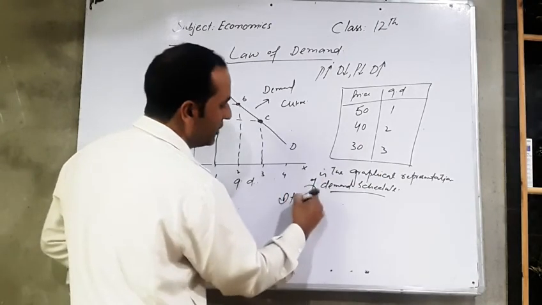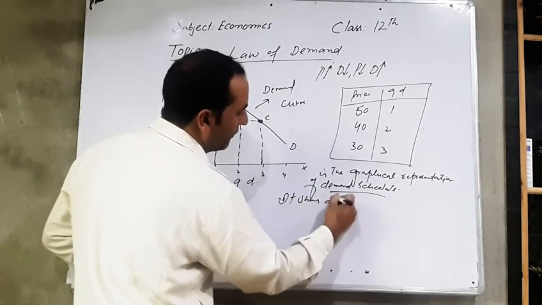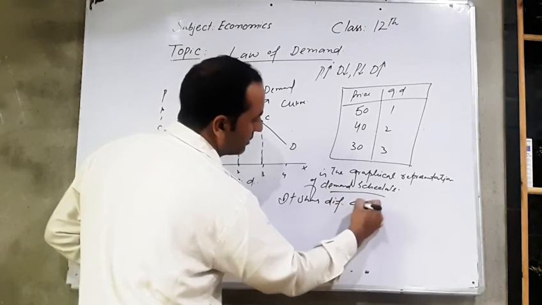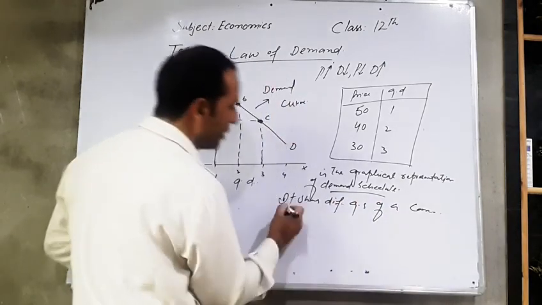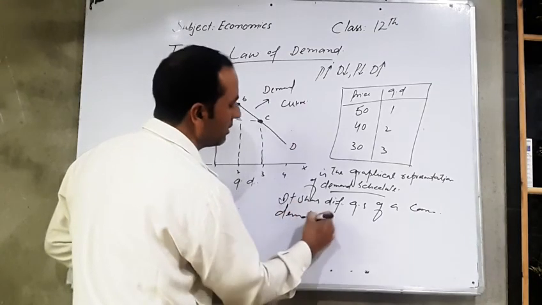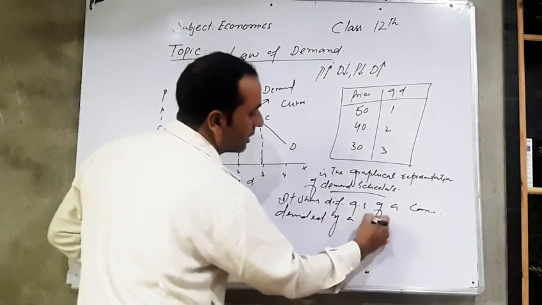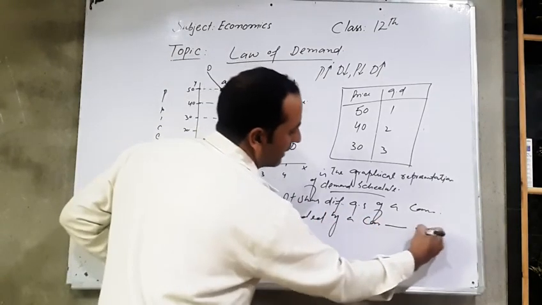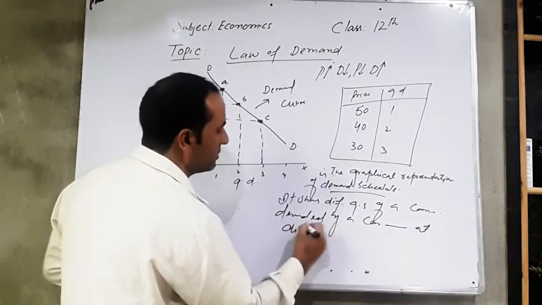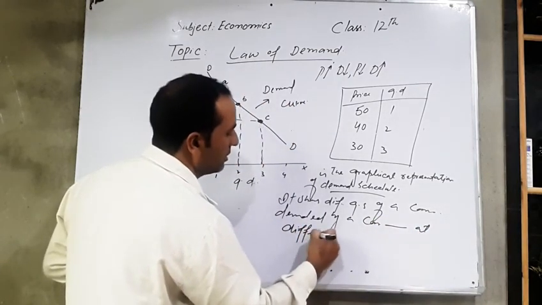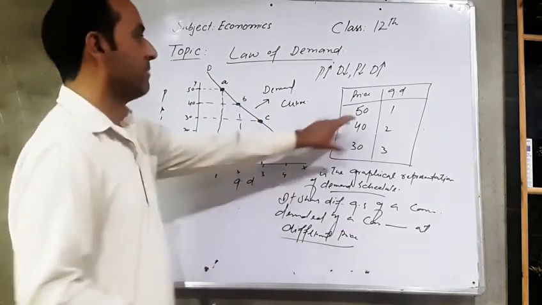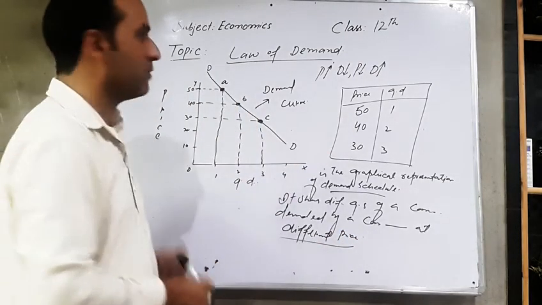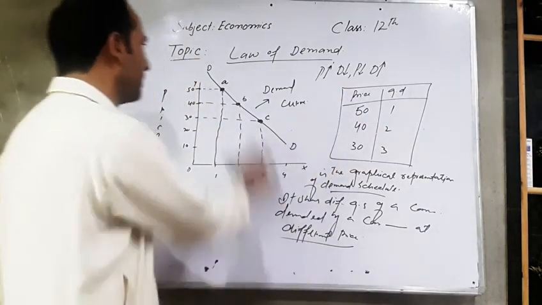And right here it shows different quantities of a commodity demanded by a consumer at different prices. So the definition is the same. The definition of these two is the same. It is here in tabular form, but here it is in graph form.